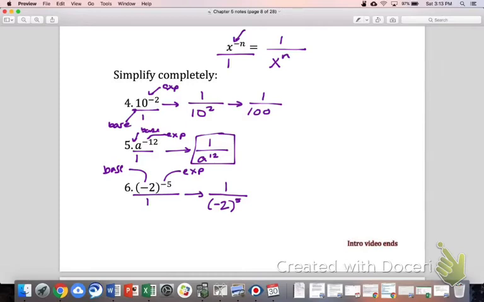So if you remember from before, negative 2 to the 5th power means negative 2 times itself 5 times. You could do this on a calculator. You could do this out by hand. I think you'll find that negative 2 in parentheses to the 5th power is going to end up being negative 32. And so we end up with negative 1/32 for our final answer on number 6. Of course, there's a lot more we can do with this, and when I see you in class next time, we'll do just that. I'll see you then.